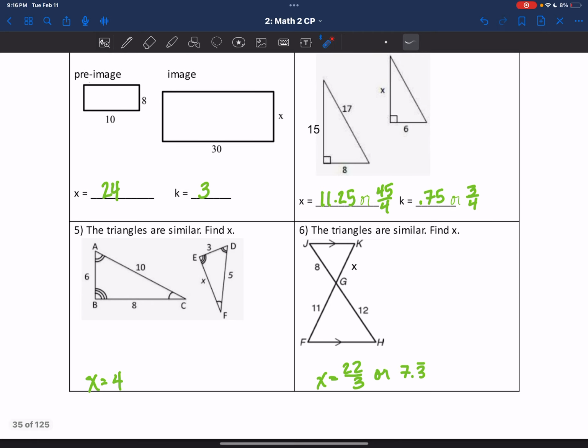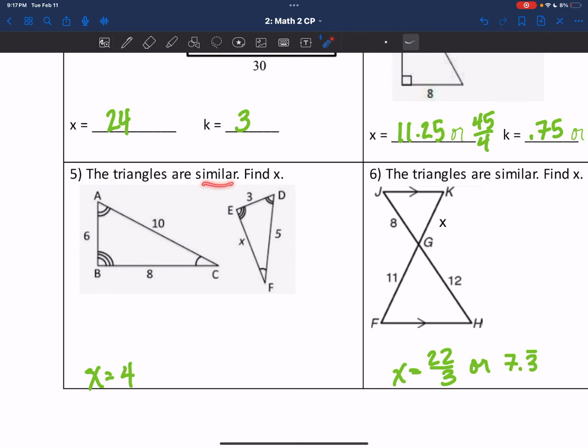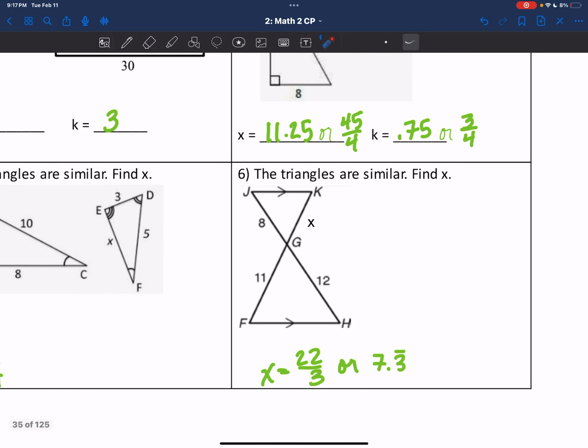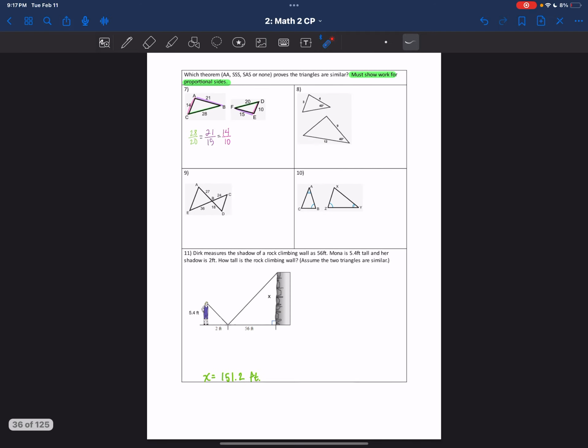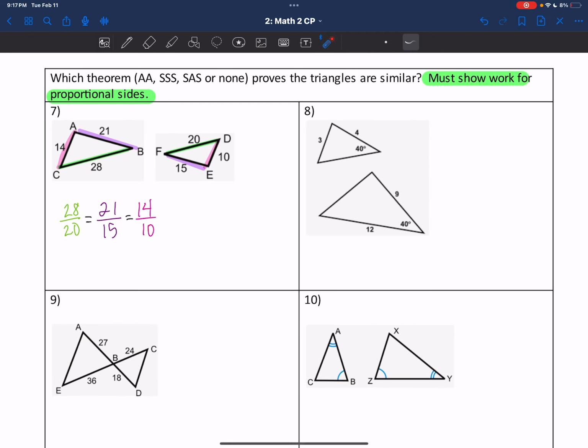All right, and then for number 5, they're similar, so set up your proportion. X should equal 4. Number 6, triangles are similar, so I would list them as the fractions because on Canvas you can't really enter in repeating decimals, so I would do it as a fraction. But again, set up your proportions. On this, I only did one example for you. You need to do the others.